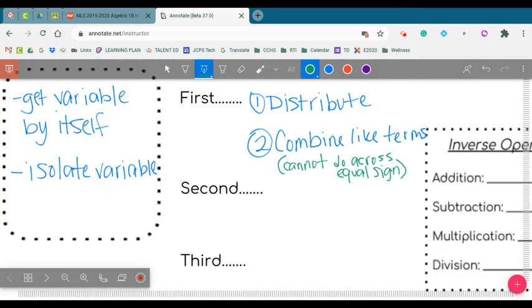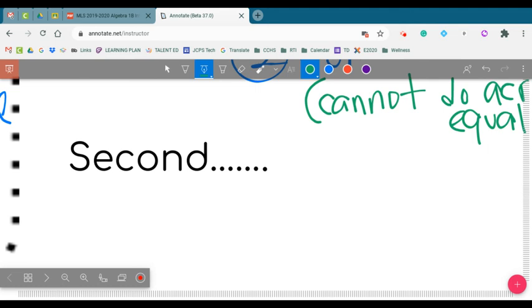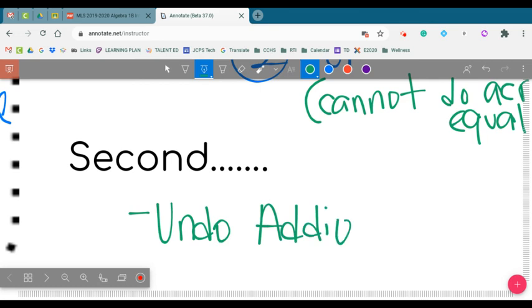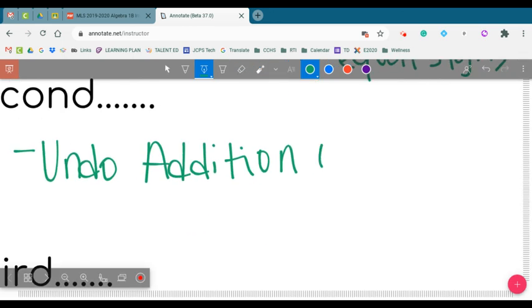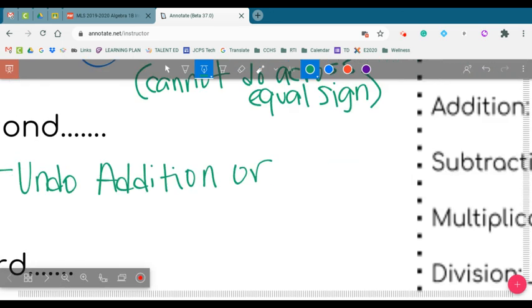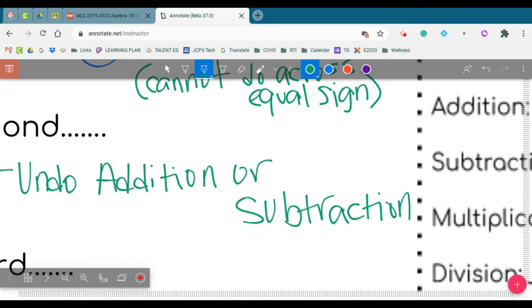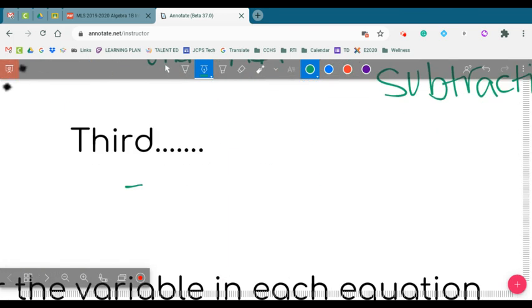Now our next step, once we've distributed and combined our like terms, we're going to continue doing it like we've done previously. We're going to undo addition or subtraction. And then we're going to undo our multiplication or division.